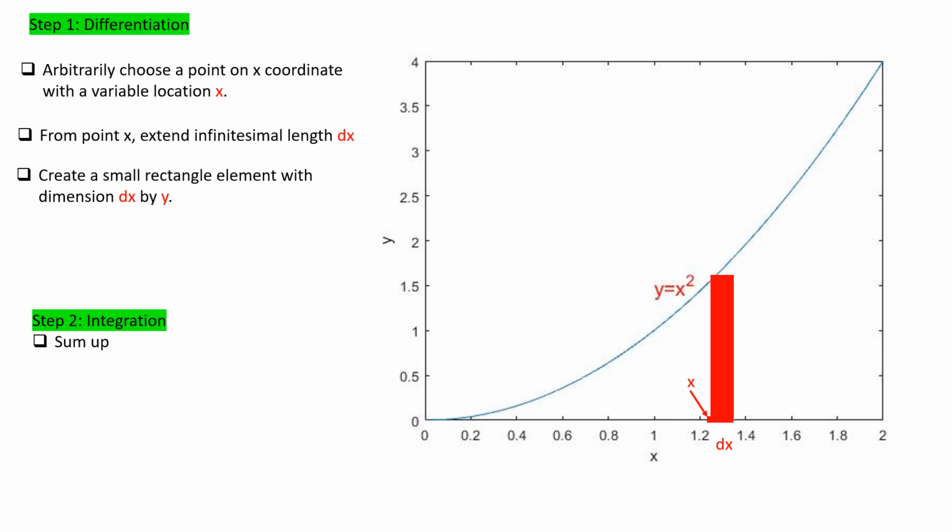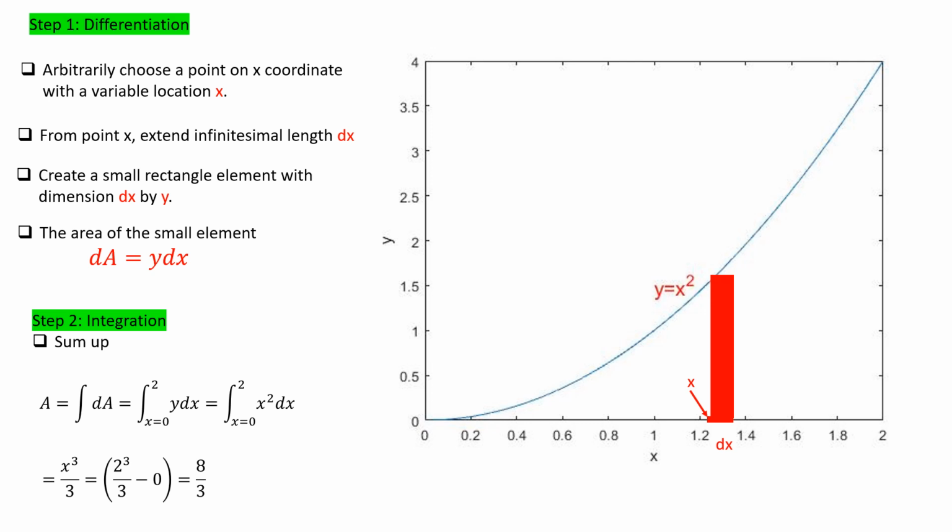Then we create a small rectangle element with one dimension dx and the other dimension y. Y here is x squared. The area of the small element equals y times dx. Once we have the small area, we can add up all the small elements by integration. So A equals the integral of dA, and dA is replaced by y dx, so x squared dx, with x going from 0 to 2. By evaluating this integration, we obtain the total area as 8 divided by 3.